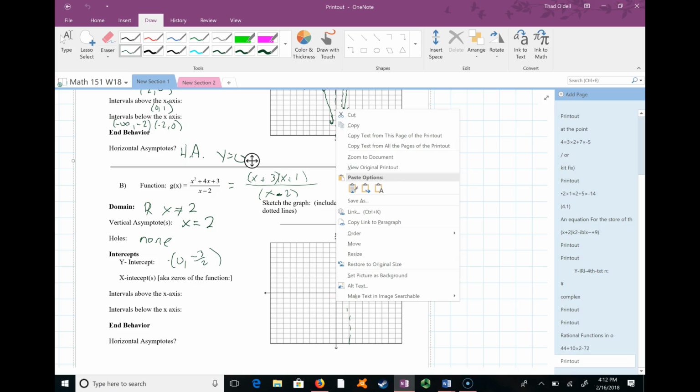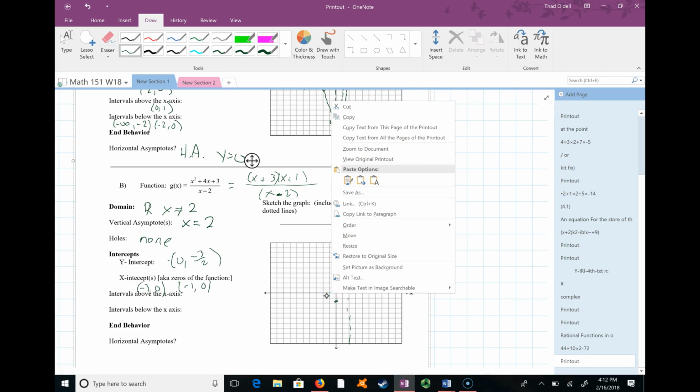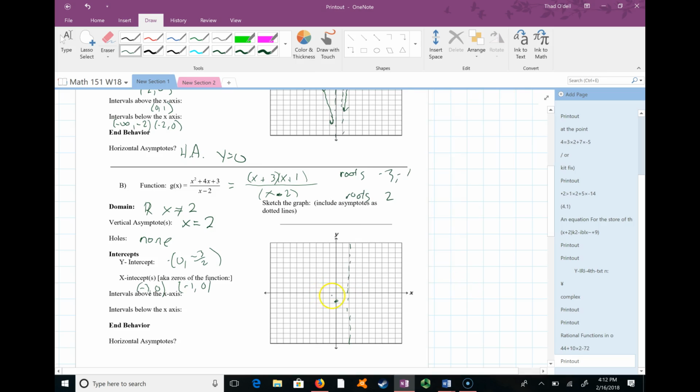So that would be right about there. That's good to know. X-intercepts. Let's see. We got -3 and -1. -3, 0 and -1, 0. So that'd be right there and right there. -1 and -3. That's good.